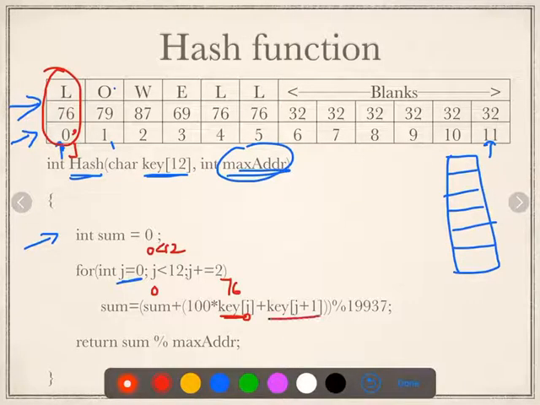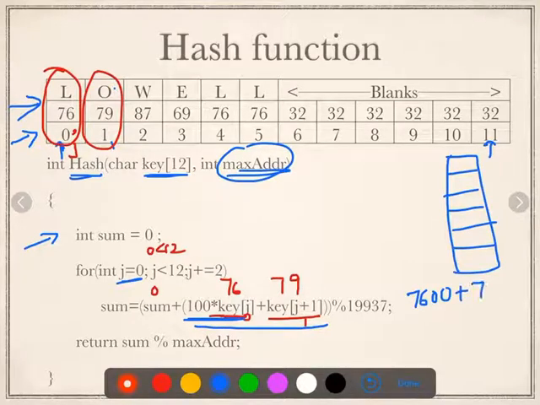Key of j plus 1 indicates key of 1, which indicates the second value. That is 79. As we know, multiplication is done before addition, so your multiplication will make the value 7600, that is 100 multiplied with 76. Then we are going to do the addition, plus 79, and you will get 7679 as the answer for this part. Then you are going to add it with the sum. Sum was 0 previously, so the value remains 7679 itself.